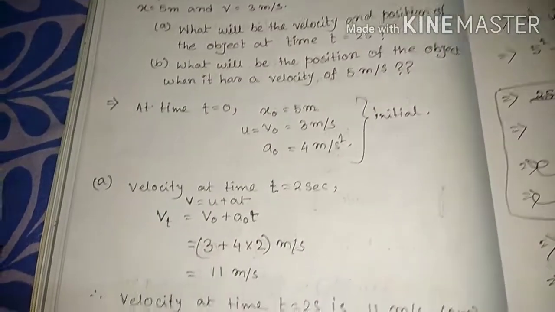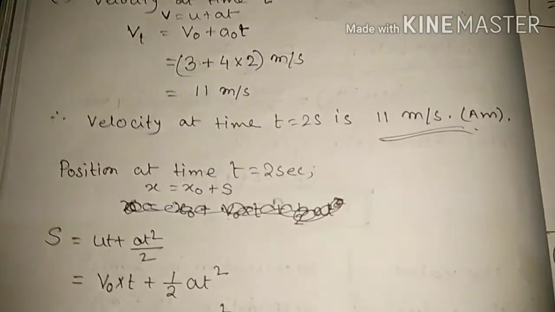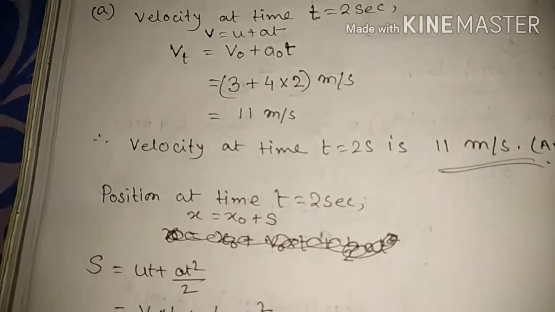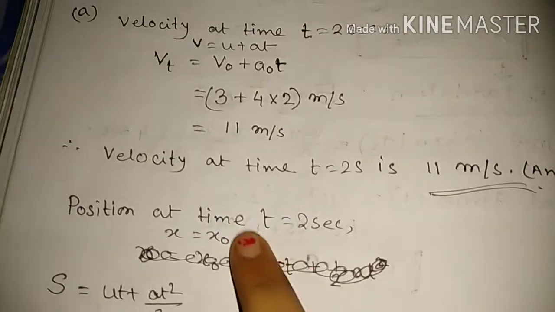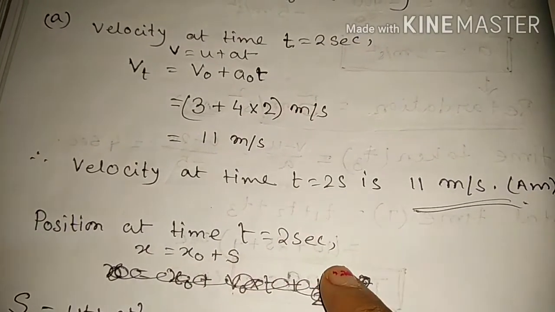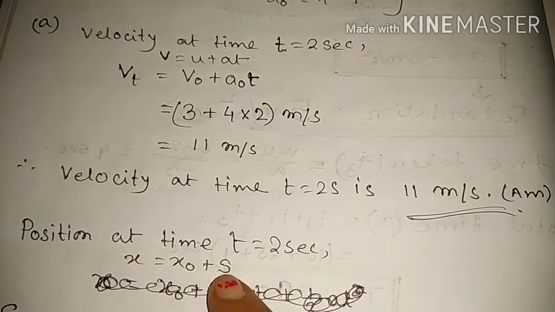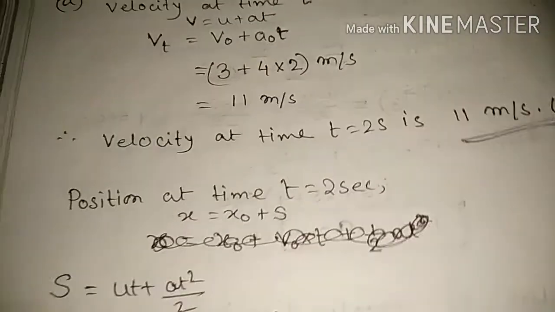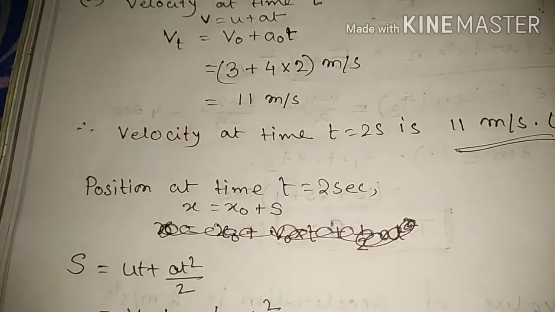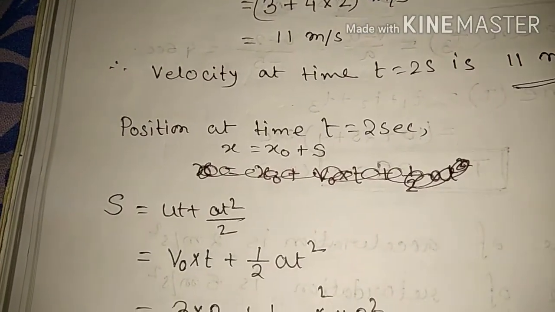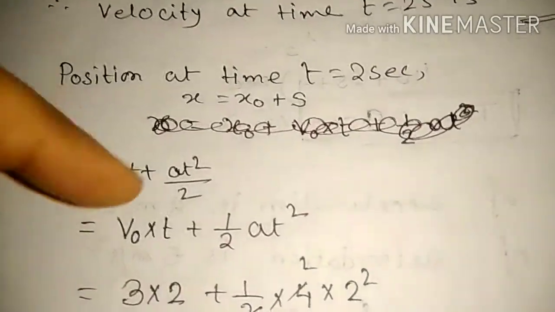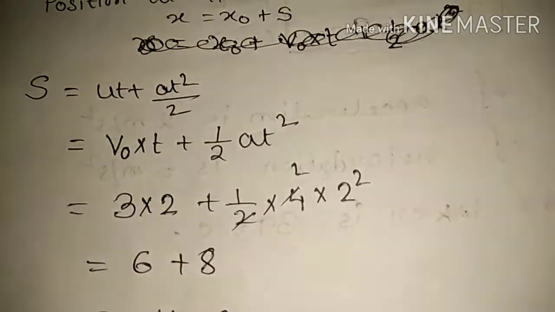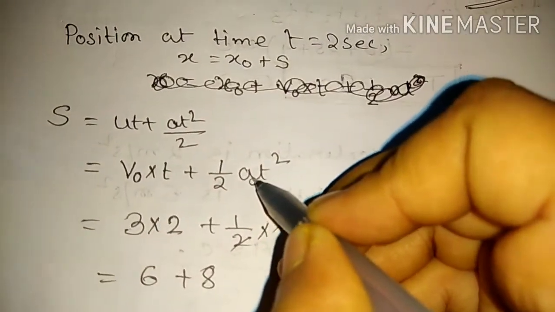Now another one, we find out the position. Position at time t equals 2 seconds, that is x equals x0 plus s. You remember that second equation of motion, x0 plus v0 t plus half a t square. In that case we can write s. So x equals x0 plus s, and s equals ut plus half at square. In place of u you put v0 into t, plus half a0 t square.